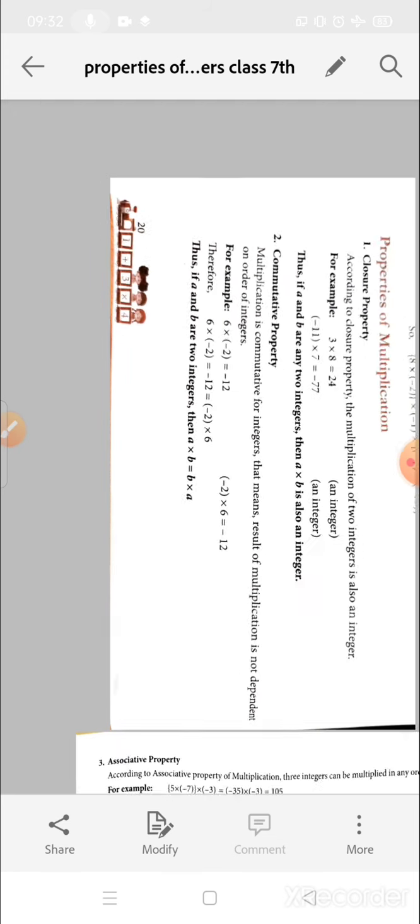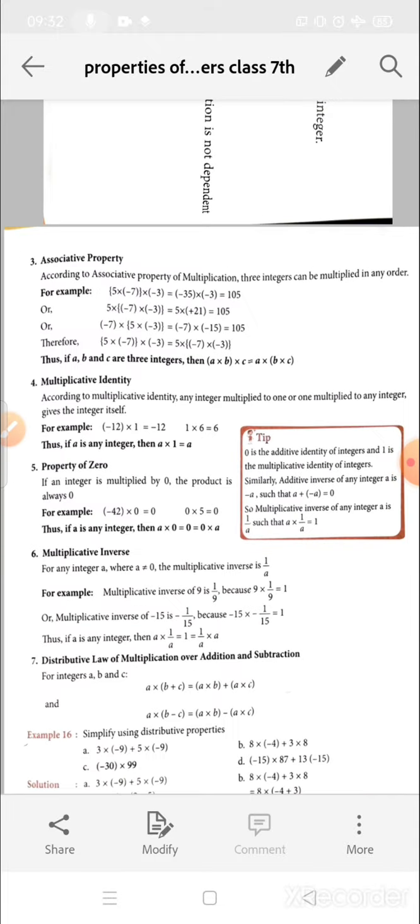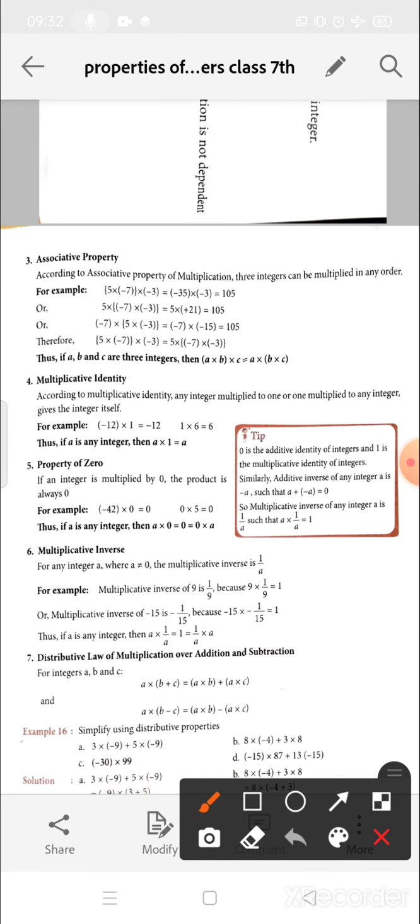Now we will move on to the third property beta. Look here. This is your third property. The third property is the associative property. The associative property is also like the commutative property, but in this property we have three integers. How many? Three integers. A, B and C. Look here. A cross B and then C. A cross B cross C.